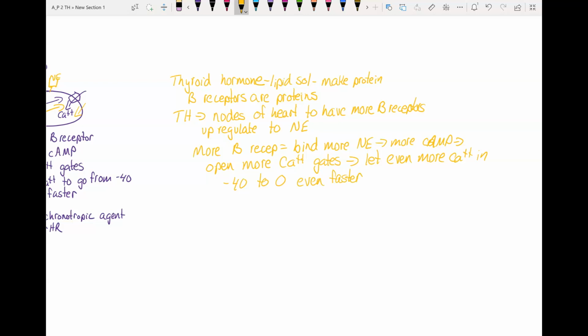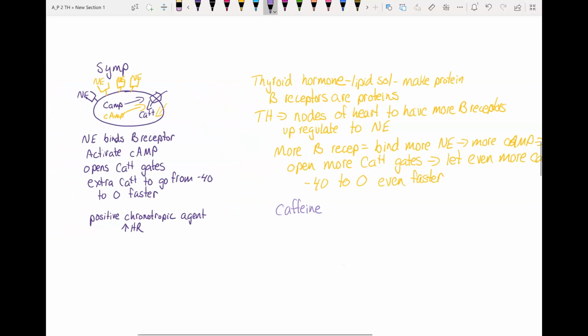Another one is caffeine. You may have noticed if you drink a lot of coffee, your heart kind of racing, or like those energy drinks. There have even been people who have had heart attacks from drinking those energy drinks because they make your heart race so fast. So caffeine speeds up your heart.